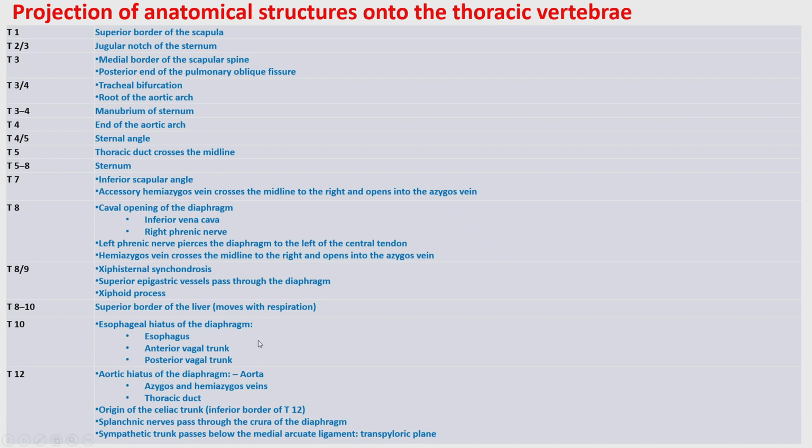Be careful of the position of the openings of the diaphragm: the esophageal hiatus is at the level of T10, the aortic hiatus at the level of T12, and the opening of the inferior vena cava in the diaphragm is at the level of T8. Those are the most important landmarks that you have to know.